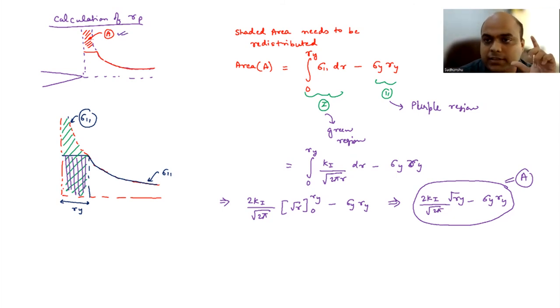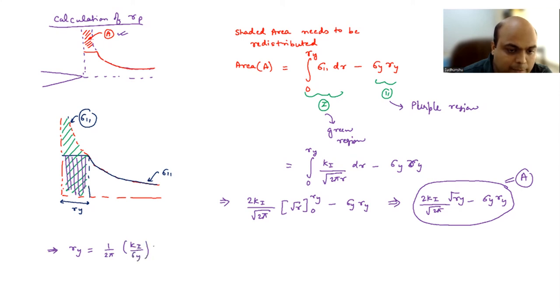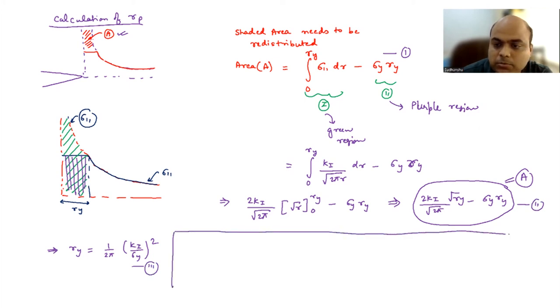So now we know the area which needs to be redistributed in the material, and we also know what is RY. So RY is 1 by 2 pi K1 square by sigma y square. So let me now mark equation number 1, equation number 2, and equation number 3. Now let's put 3 into 2. So we are just replacing RY in equation 2.